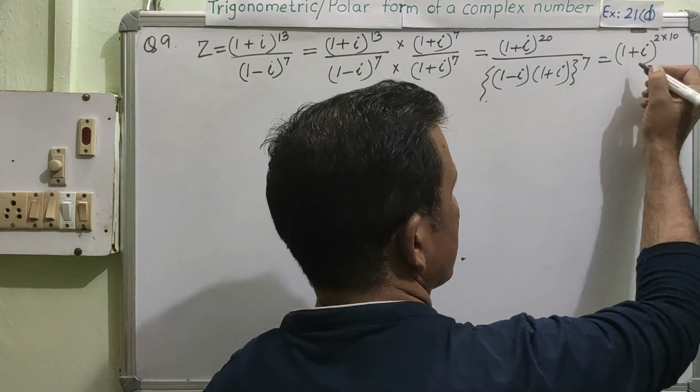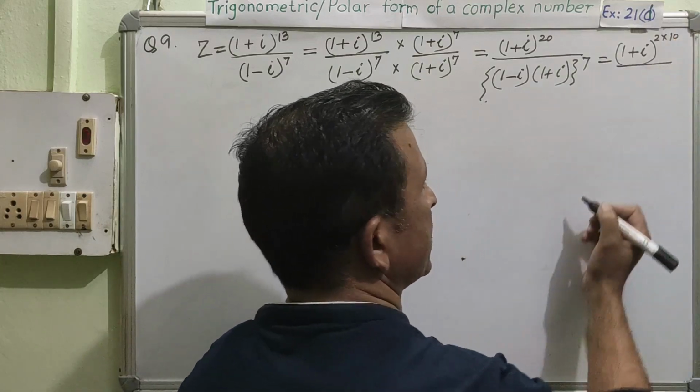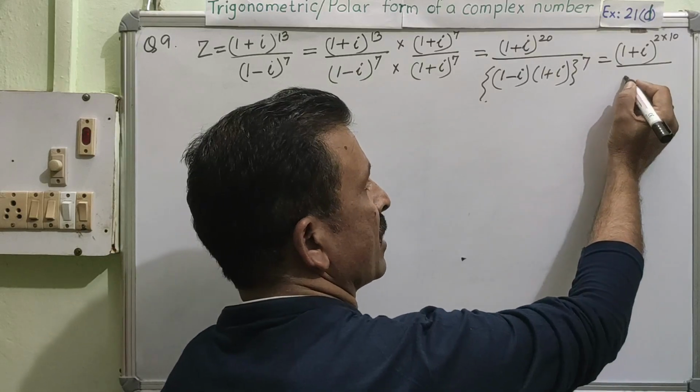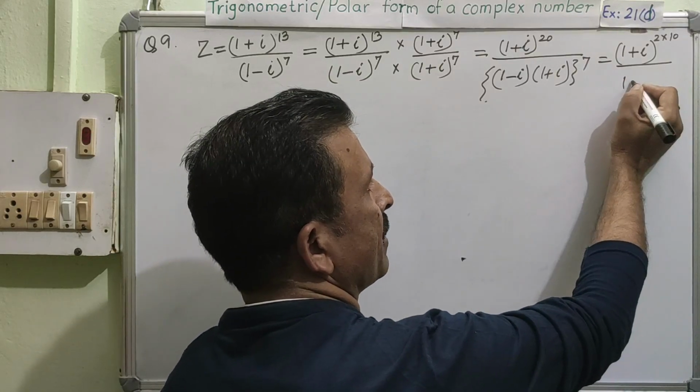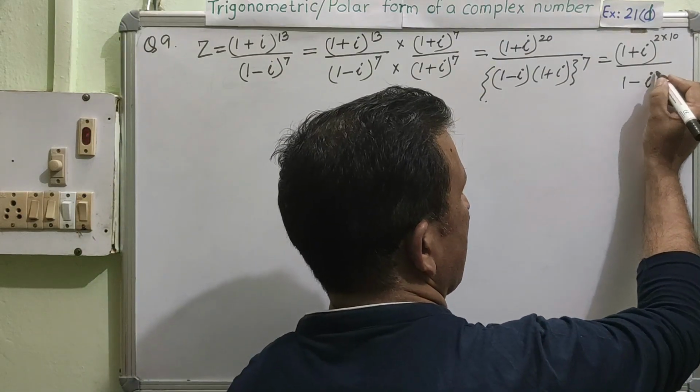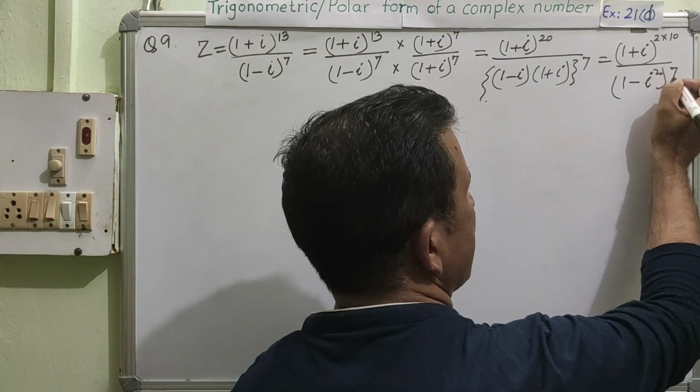Is it okay? Later on you will know why we wrote it as 2 into 10. In the denominator it will become a square minus b square. A square means 1 square, and 1 square means 1, and then minus b square, that is i square, and then to the power 7.